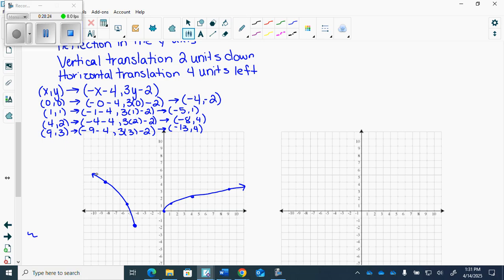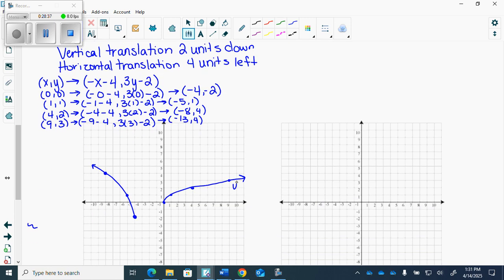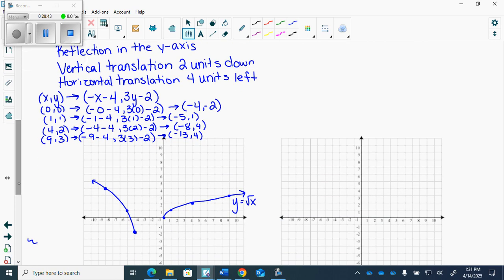So we sketched it, right? Now the way that I sketched this, how do you know which graph is which? That's why you like it when they go f of x, g of x, which they didn't do. So the only way you can show that is you can go y equals root x on this one. And then on this one, you'd have to write y equals 3 root of negative x plus 4, minus 2. Right?